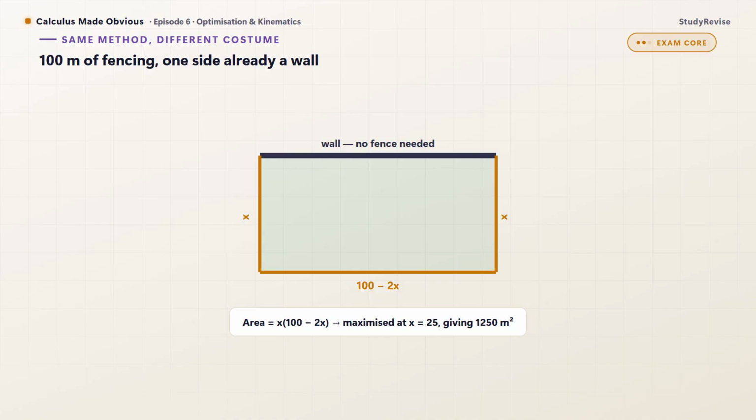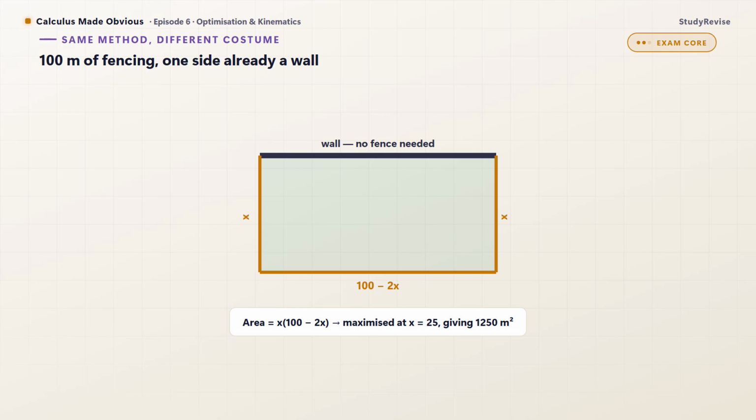Define the variable. Let x be the width of each of the 2 sides running away from the wall. The length running along the wall then uses up whatever fencing is left: 100 minus 2x. Area is width times length, x times (100 minus 2x). Differentiate: 100 minus 4x. Set to 0, x equals 25.